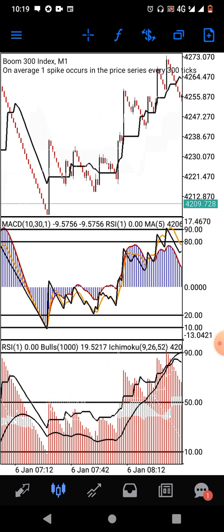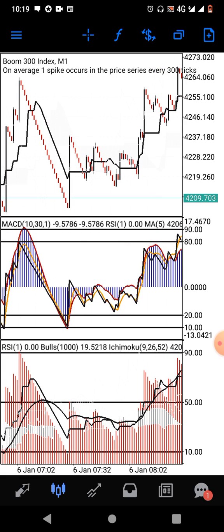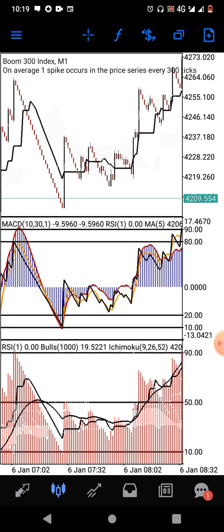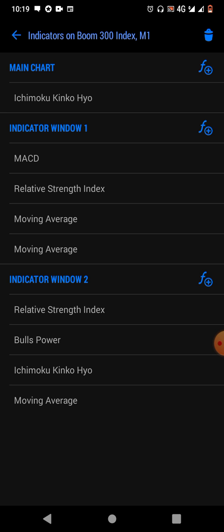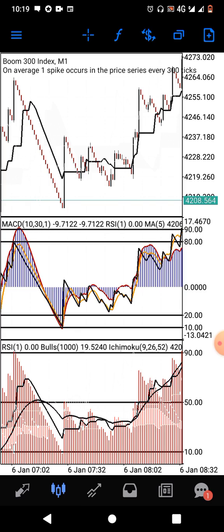So the criterion for you to be selling or buying, first of all, let me just show you a brief so that you understand what I'm talking about. For this strategy, we have the MACD and the relative strength index. We have two indicator windows, and the other one has the relative strength index and the bull power. Those are the major key indicators that we're looking at.